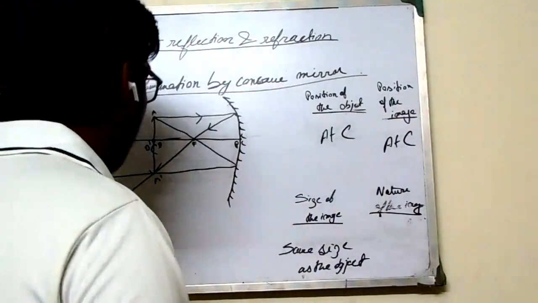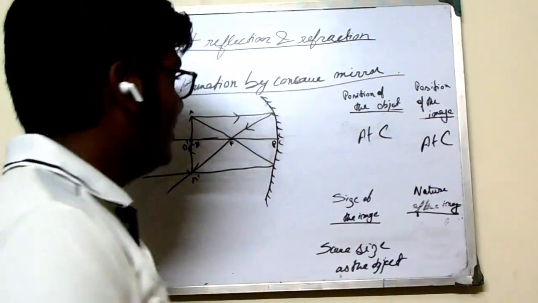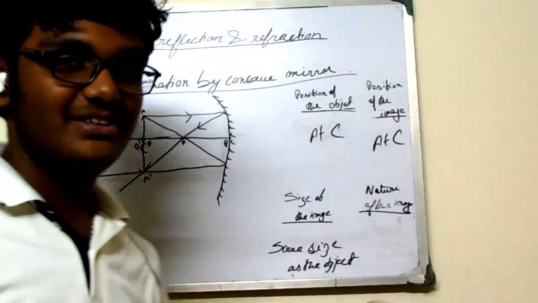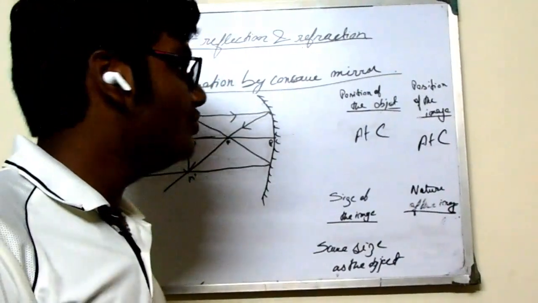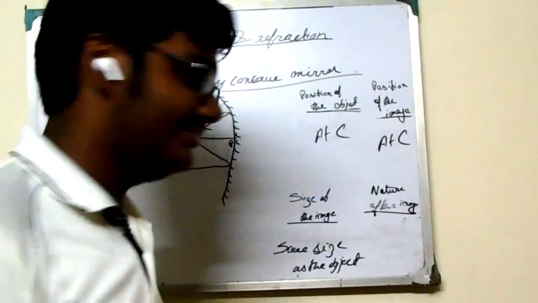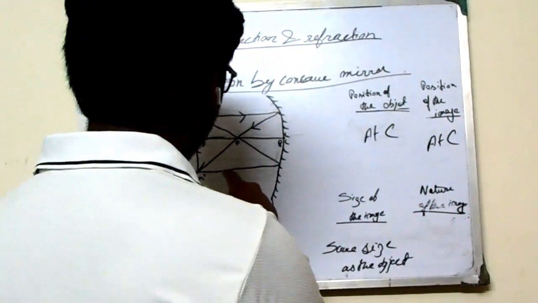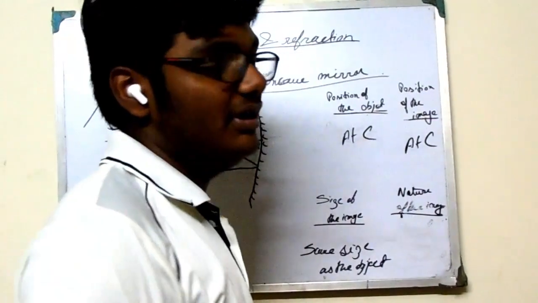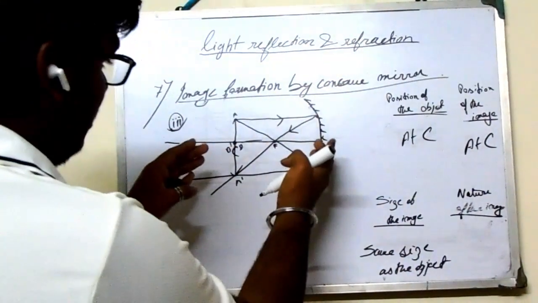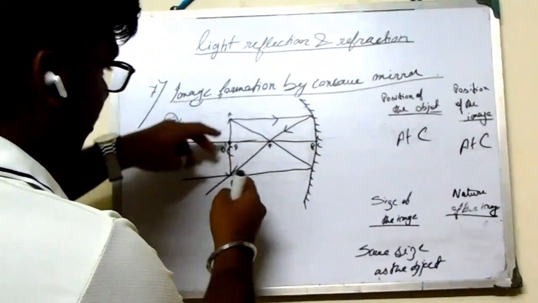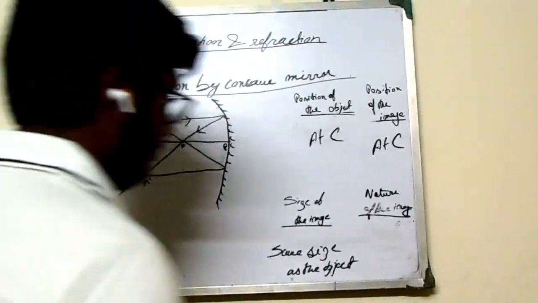Okay, but in this case it's a little okay, you have to understand, because using a ruler in each and every case is not possible, you all know. So, nature of the image: real and inverted. It is also real and inverted.